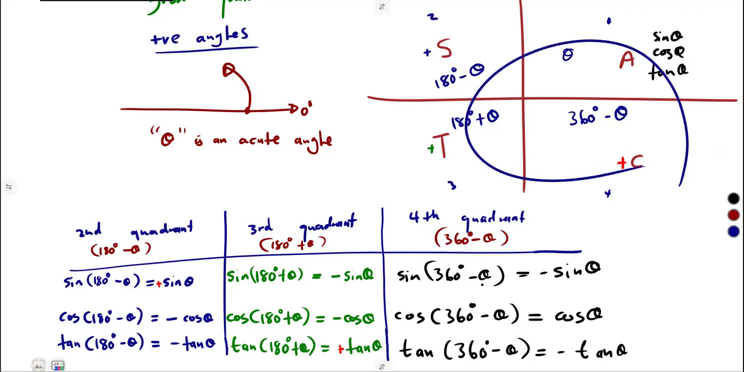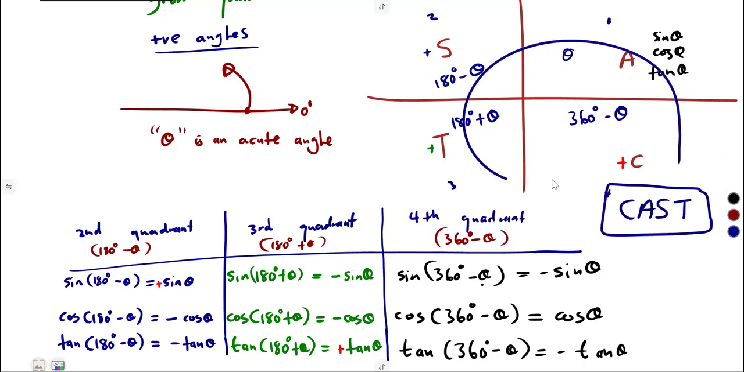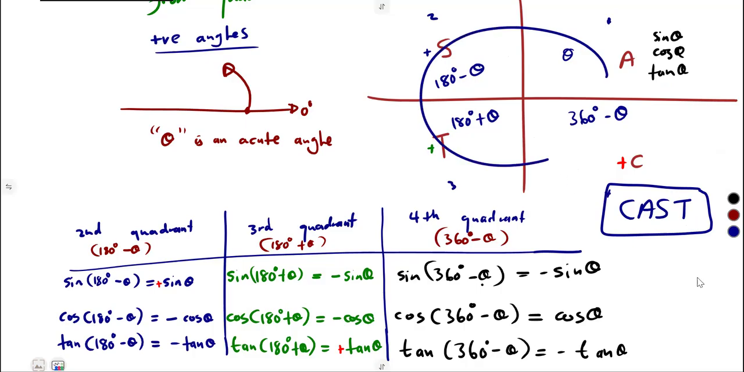CAST, CAST, CAST. Like this. CAST. You can take it that way. There are so many ways. Some have those mnemonics which start from the first quadrant going to the fourth.